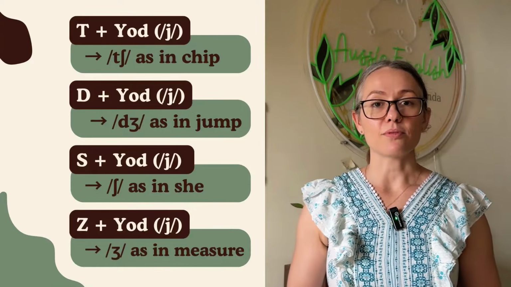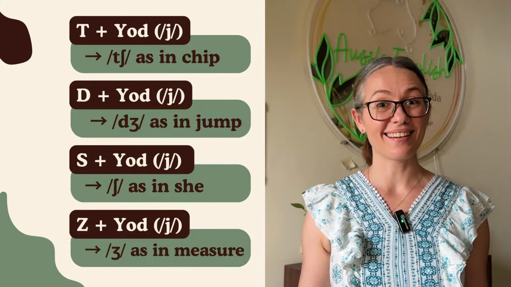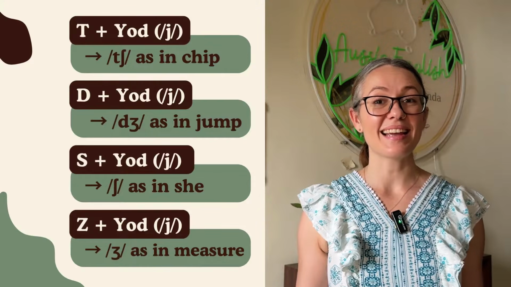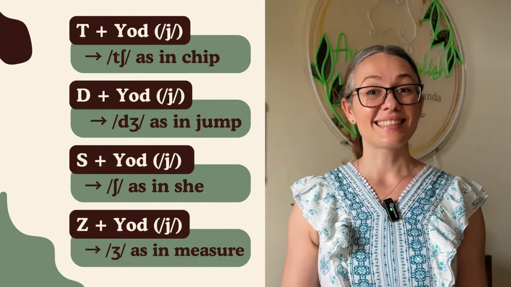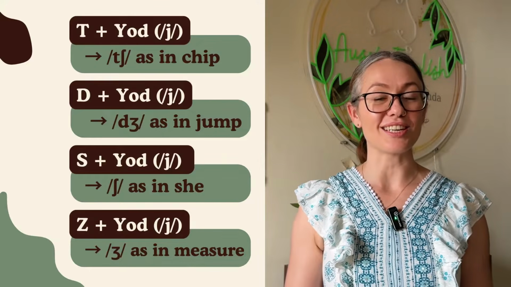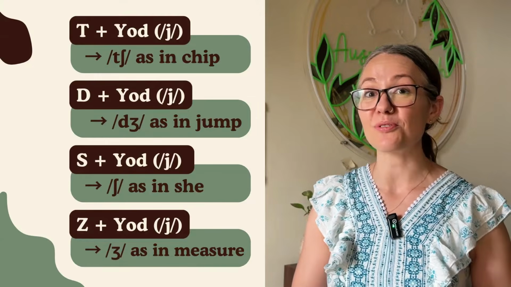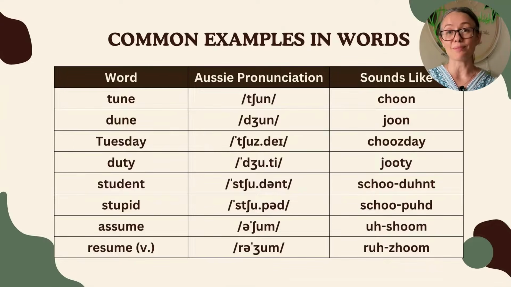So let's look at some examples. T plus y can become ch, as in the ch sound in chip. D plus y can become j, the sound in jump. S and y can become sh, the sound in she, and z plus y blends together to create the j sound in measure. Let's look at some common examples in words.